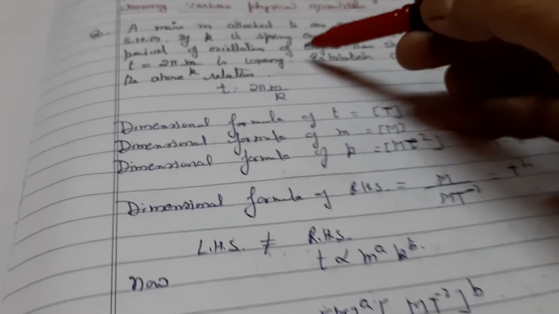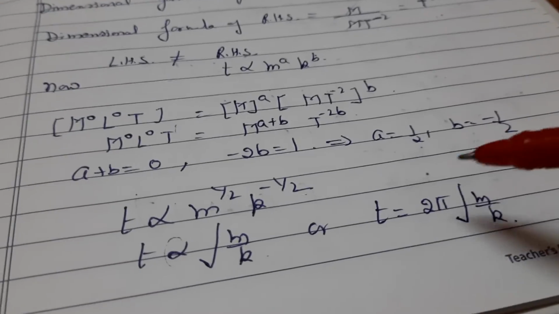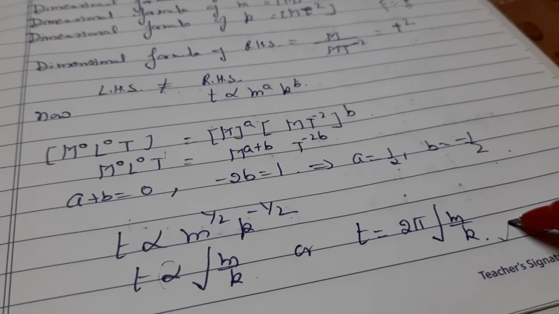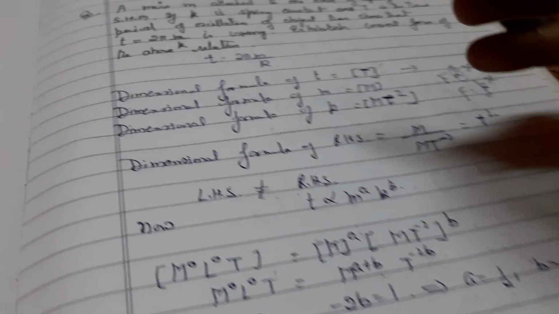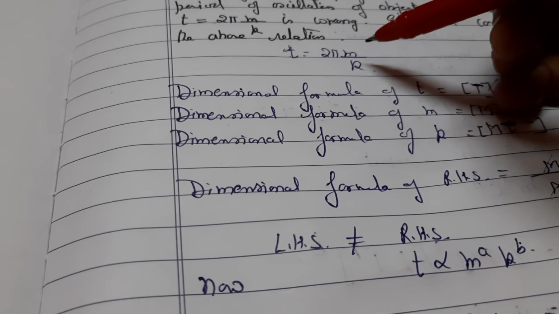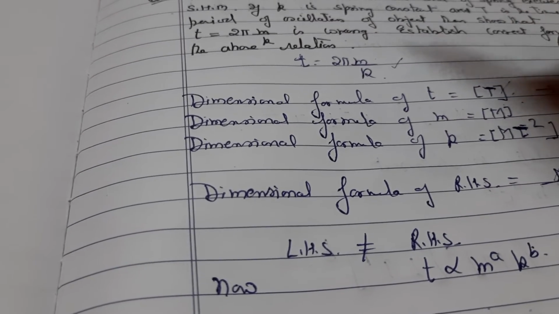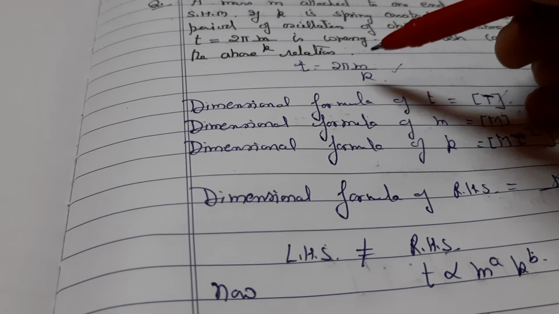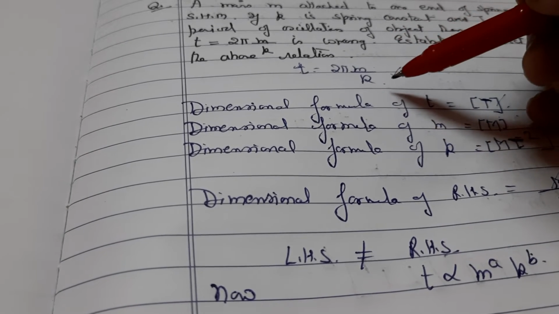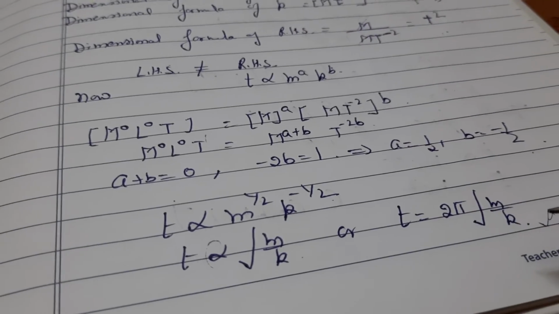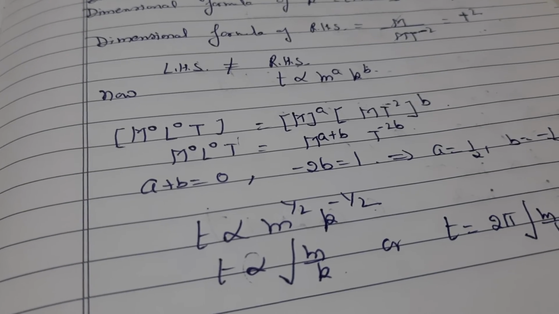And we will remove this. So then it was given here 2 pi. So we will substitute here t is equal to 2 pi under root m by k. This is the correct formula, while it was given t is equal to 2 pi m by k, which was wrong. So in this way, with the help of dimensional analysis, we are checking whether the formula is correct or not, and we are deriving the formula also, which is t is equal to 2 pi under root m by k. I hope you understood.